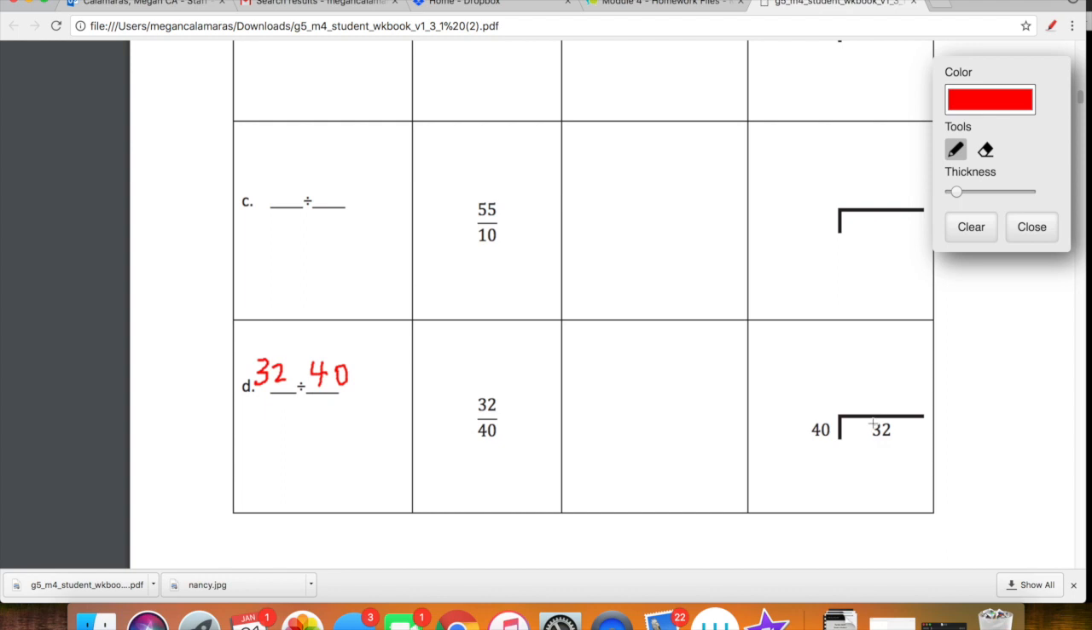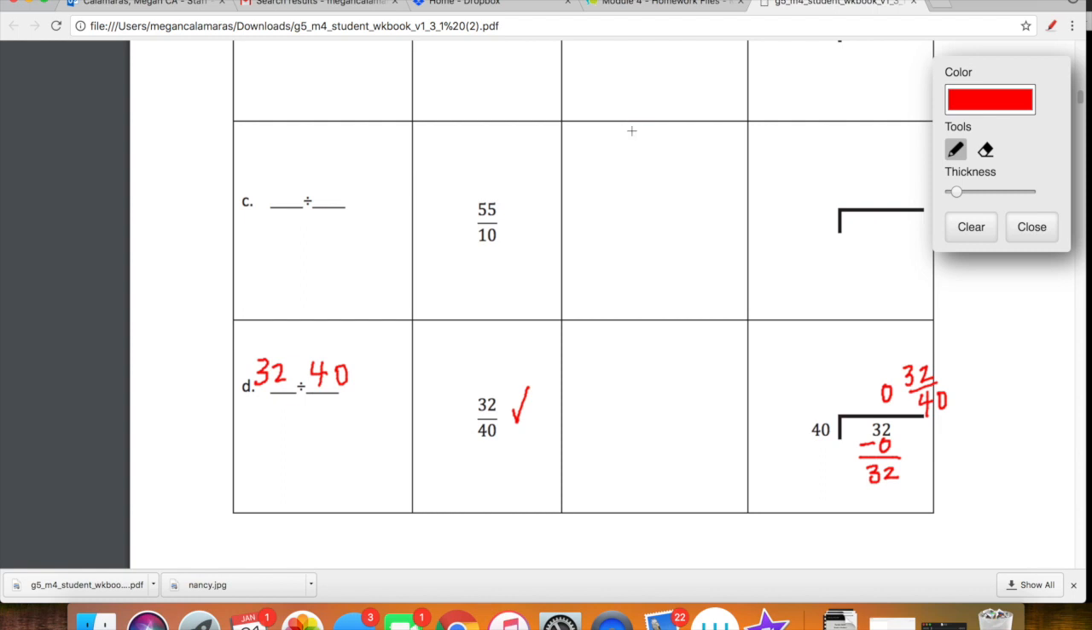How many 40s go into 32? Well, no, can't do it. 0 times 40 is 0. 32 minus 0 is 32. So our quotient here is 32 40ths. And for this table, we don't even have to check that. We'll just make sure that 32 40ths is what you got over here.